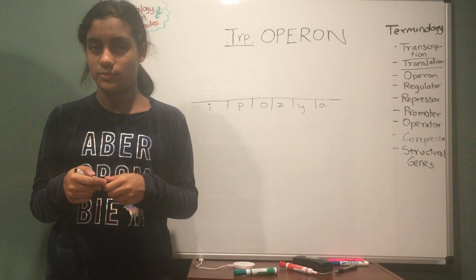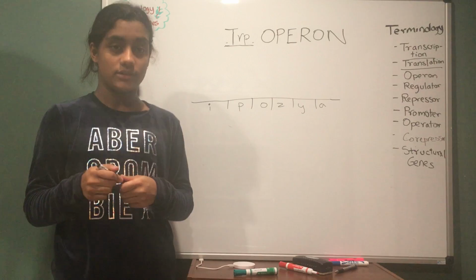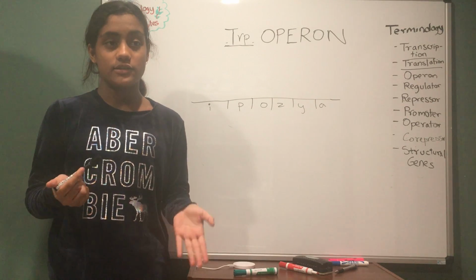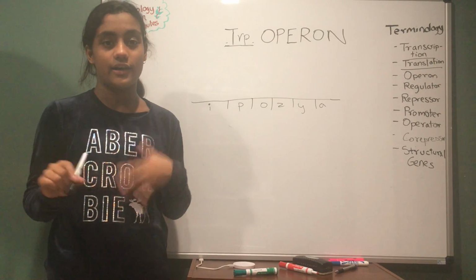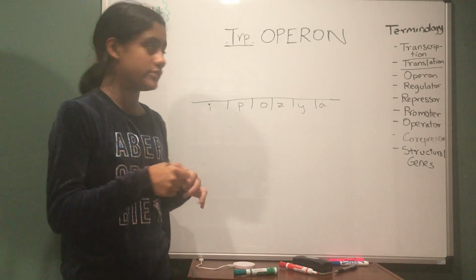Okay, so in ways the tryptophan operon is basically the opposite; its functionality is the opposite of that of the Lac Operon, which we learned about in the previous episode. But before we get into the differences in functionality, I'd first like to show you the structural differences.